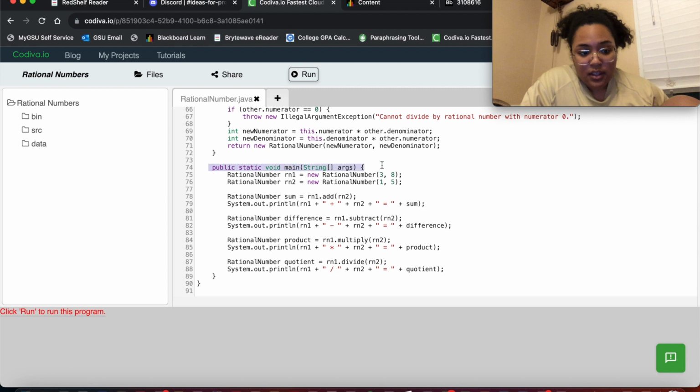Finally, this is defining the main method, and it is used to test the rational number class. It creates two rational numbers and performs the 4 arithmetic operations just described: addition, subtraction, multiplication, and division, and then prints out the results in a format that can be read, showing the operation and its result.